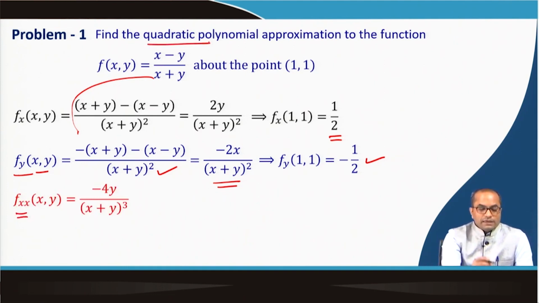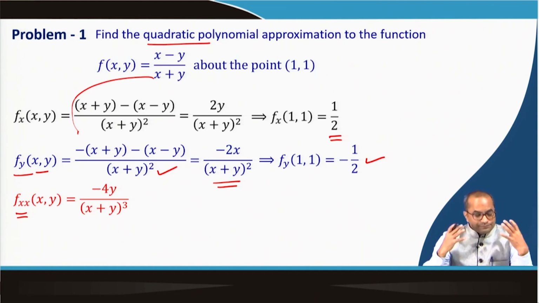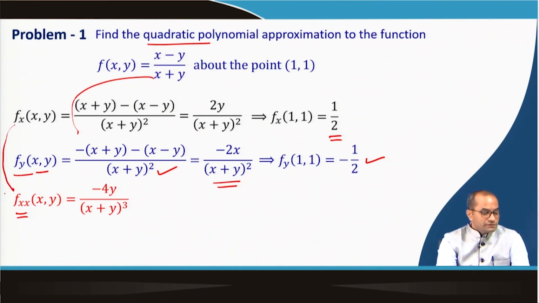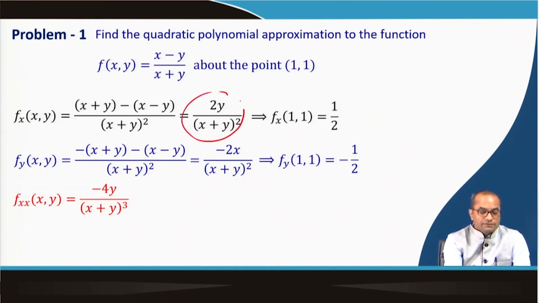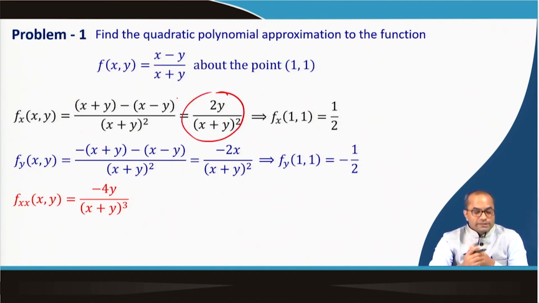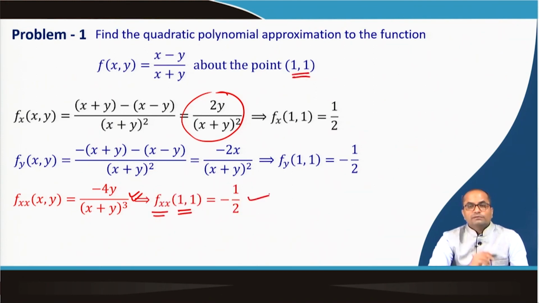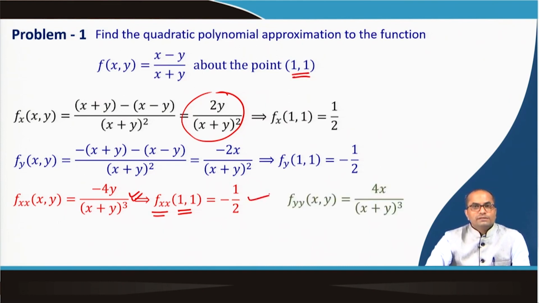As discussed, we have to go for the quadratic polynomial. So, we need to get the second order derivative terms. So, f x x, that means we will differentiate that again once more. So, this term will be differentiated once again with respect to x. As a result, we will get minus 4 y over x plus y cube, and then if we calculate this derivative at that point 1 comma 1, we will get the value minus half.